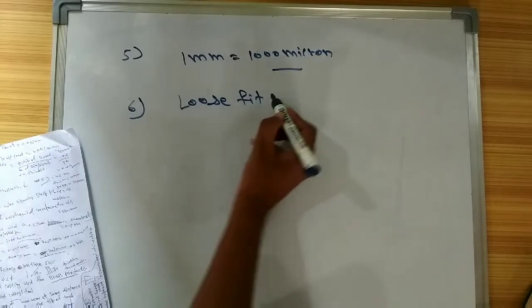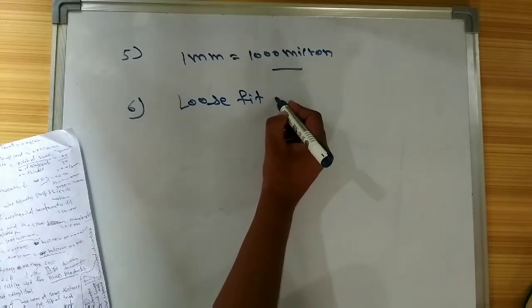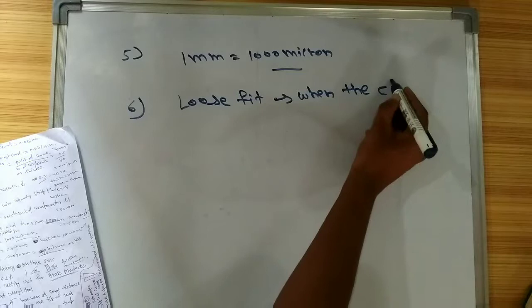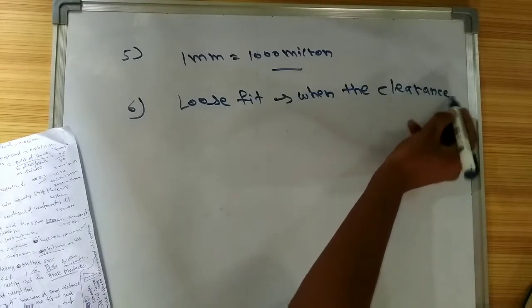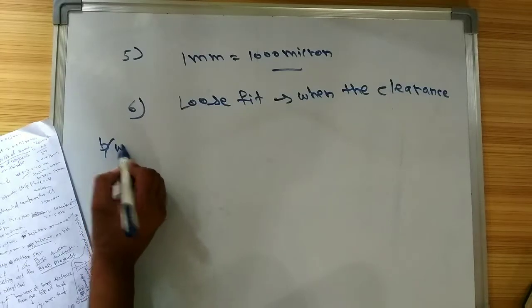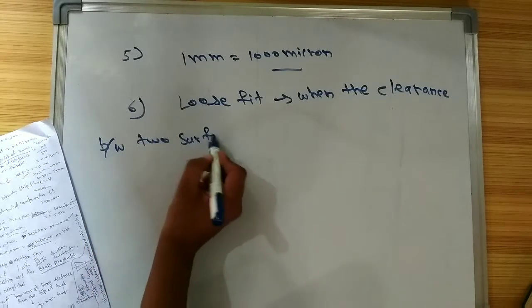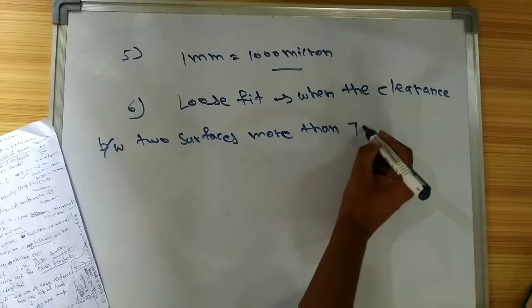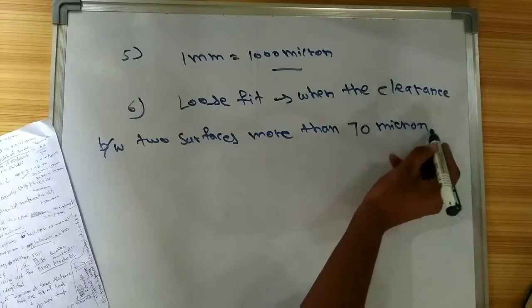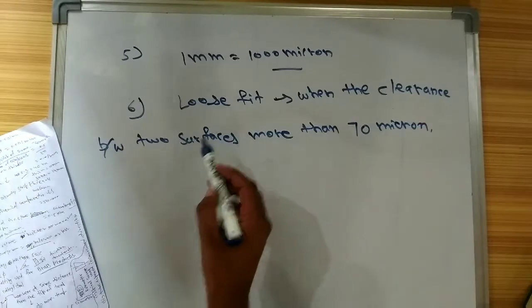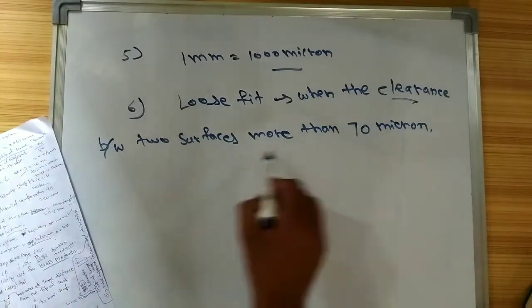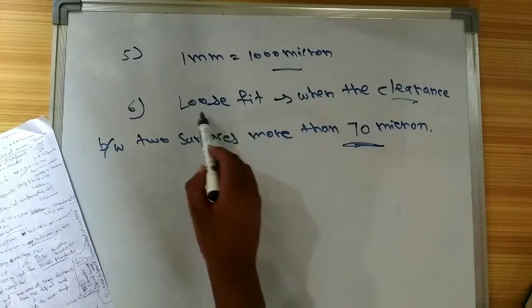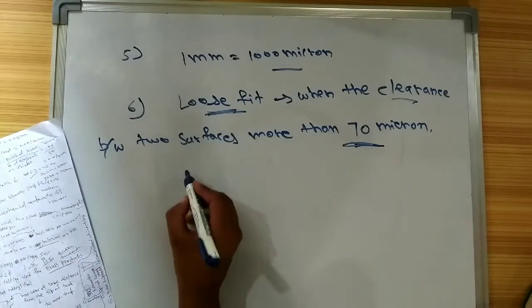What is a loose fit? When the clearance between two mating surfaces is more than 70 micron, then it is a loose fit.